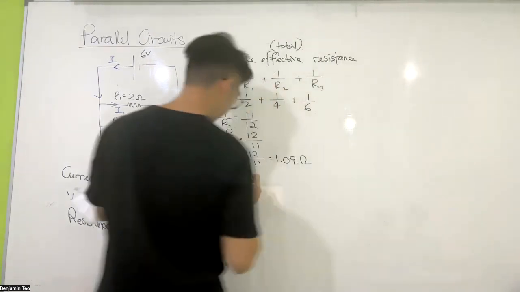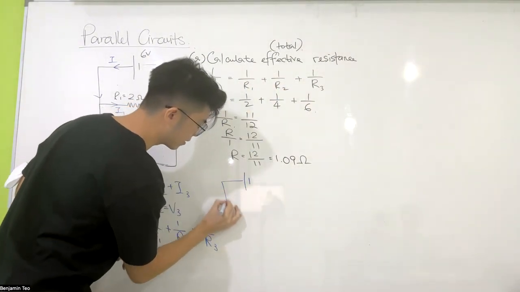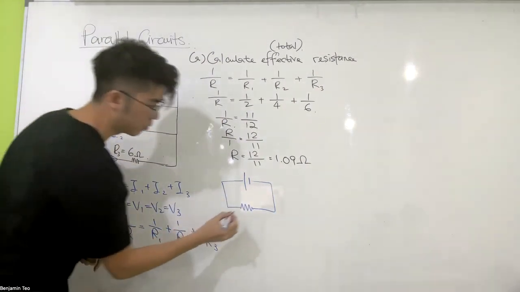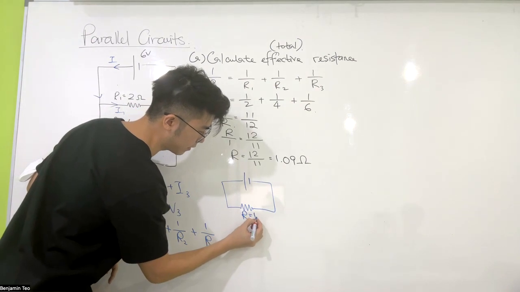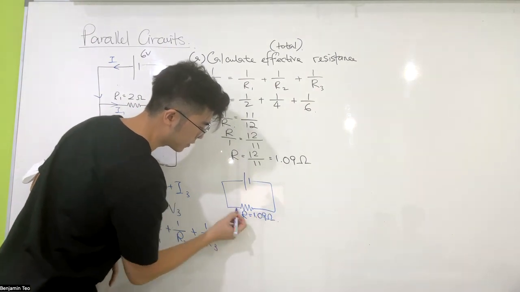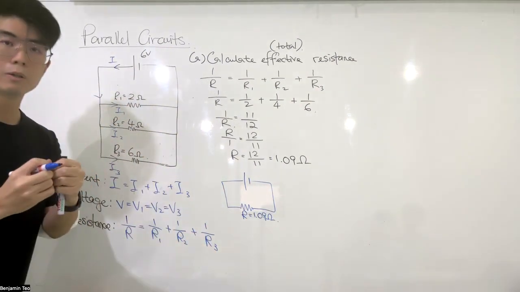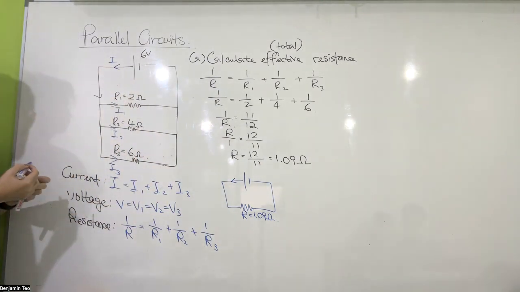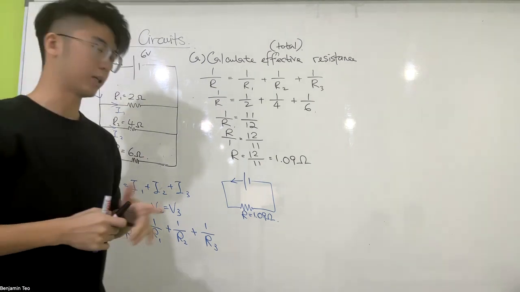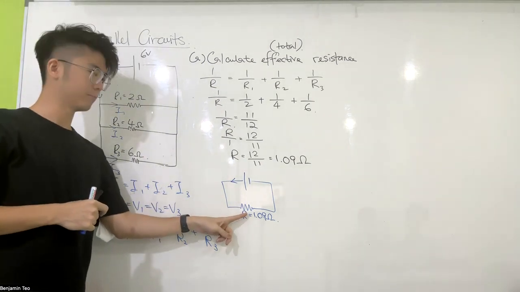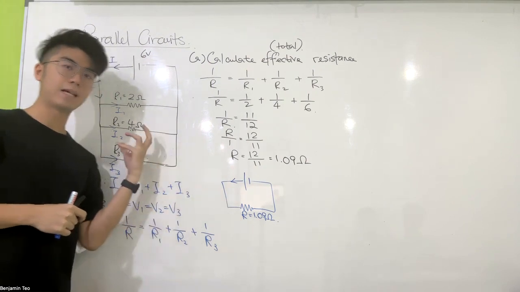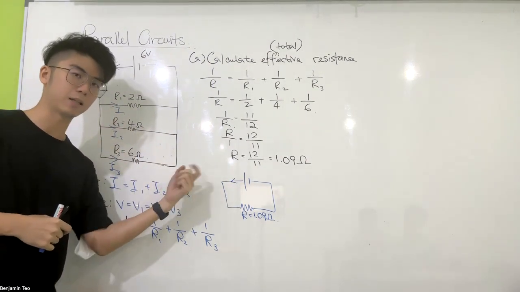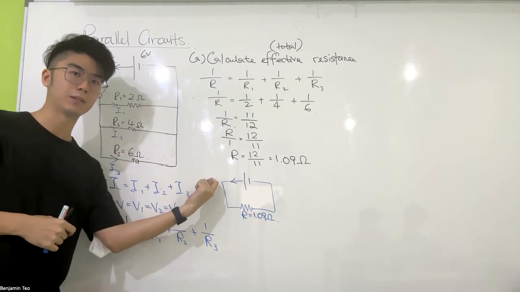Meaning is, again, if I take these 3 away and replace them with one resistance of 1.09, this circuit will give me the same current as this circuit. Okay, that is the meaning of effective resistance. It will give me the same result. Result means the same value of the current comes out.